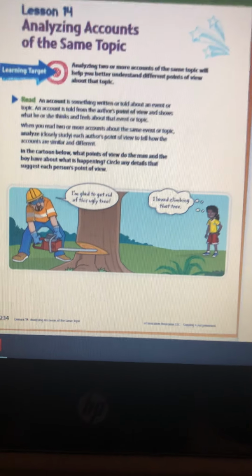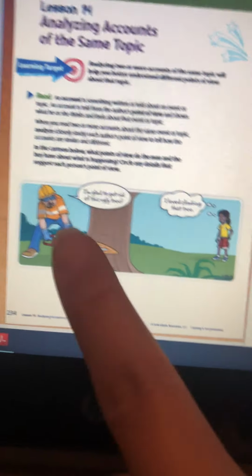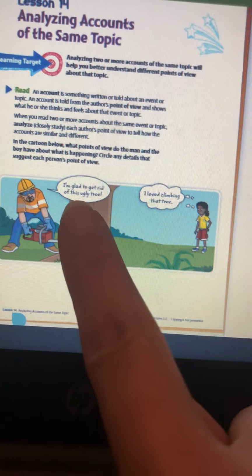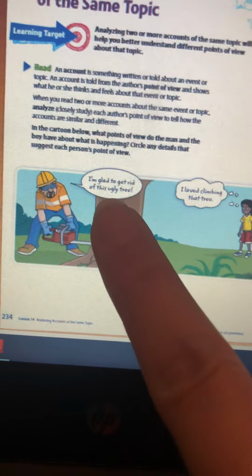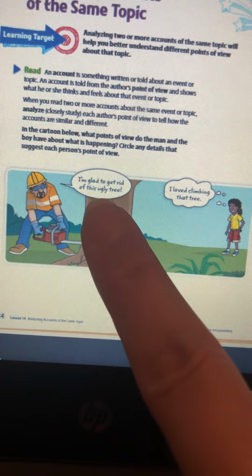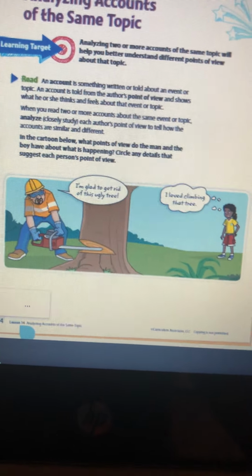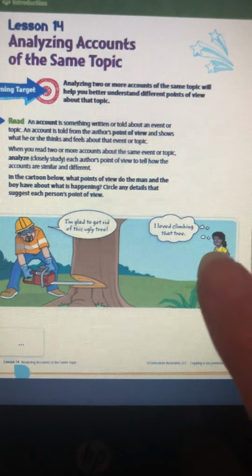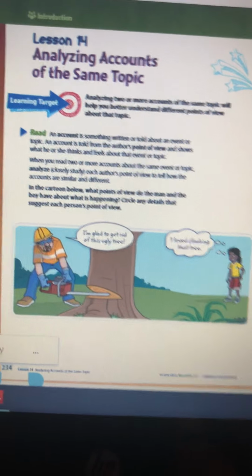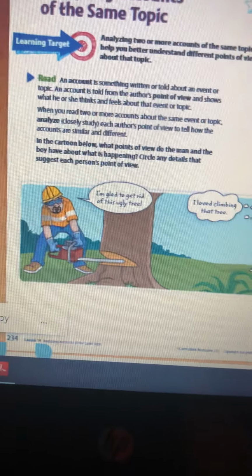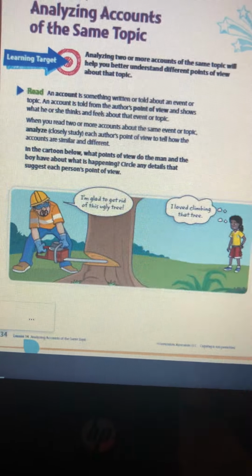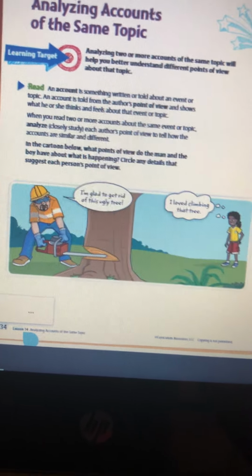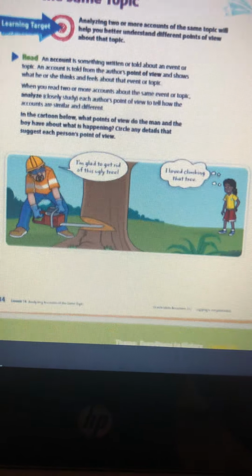Okay, so in this cartoon, I see that this man is saying something. This is a speech bubble. I'm glad to get rid of this ugly tree. The boy, he has a thought bubble. I love climbing that tree. So there you can see that they have 2 different points of view. Both of those texts and thoughts help us to identify that about them.